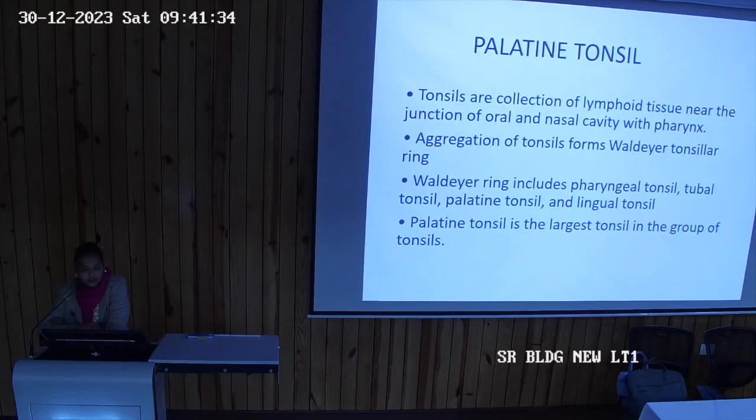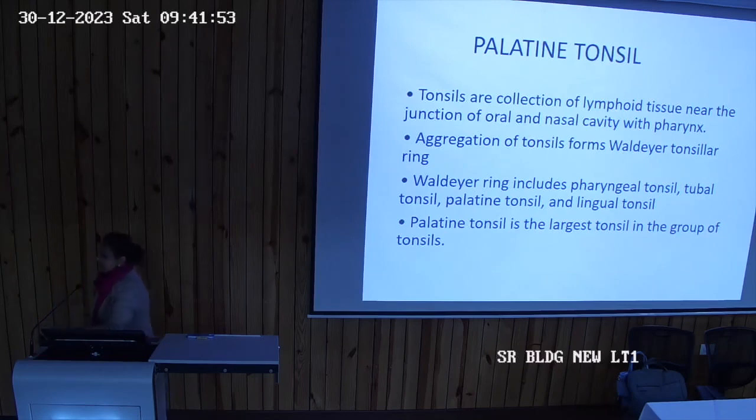Tonsils are collections of lymphoid tissues near the junction of oral and the nasal cavity with the pharynx. Aggregations of tonsils form Waldeyer's ring. Now, what are the types of the tonsils that are there in the Waldeyer's ring? Pharyngeal tonsil, tubal tonsil, palatine tonsil, lingual tonsils.